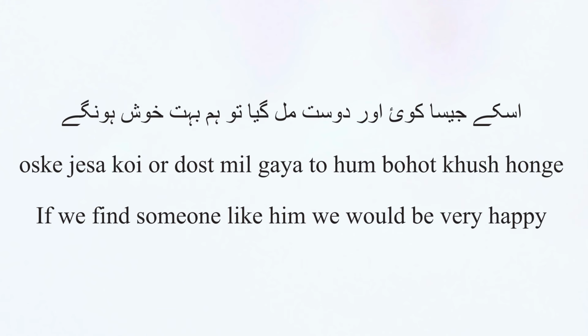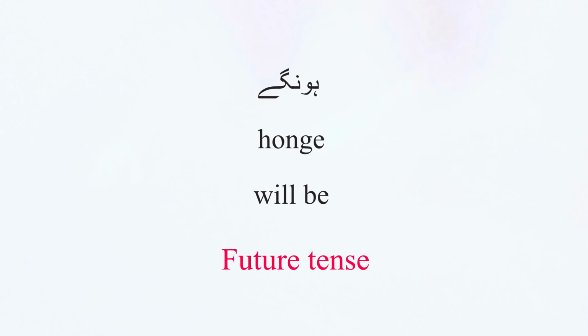उसके जैसा कोई और दोस्त मिल गया तो हम खुश होंगे. उसके जैसा means like him. के जैसा means like. कोई और means someone else. कोई और दोस्त मिल गया, if we find another friend. मिल जाना is to find or to get. हम बहुत खुश होंगे, we will become happy. So this is a future tense. तो हम बहुत खुश होंगे, will be very happy. गे is the suffix for the future tense for the plural subject.